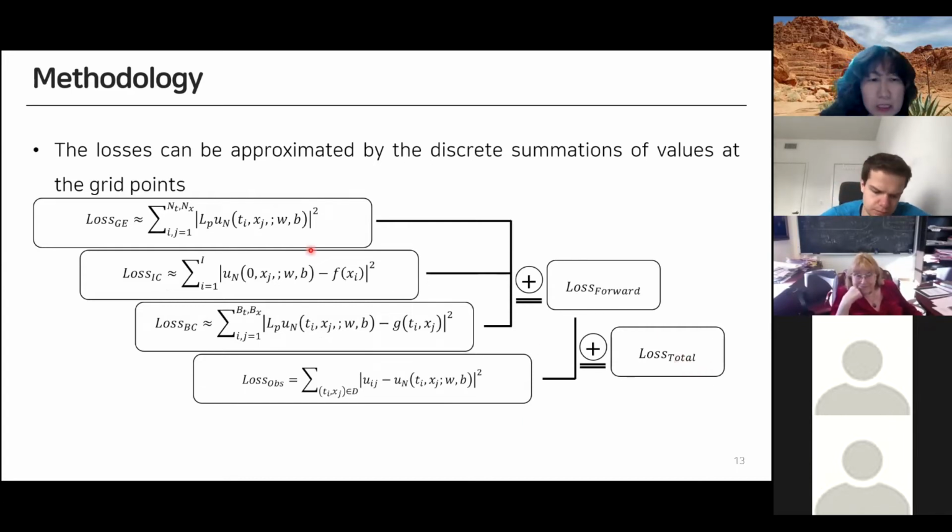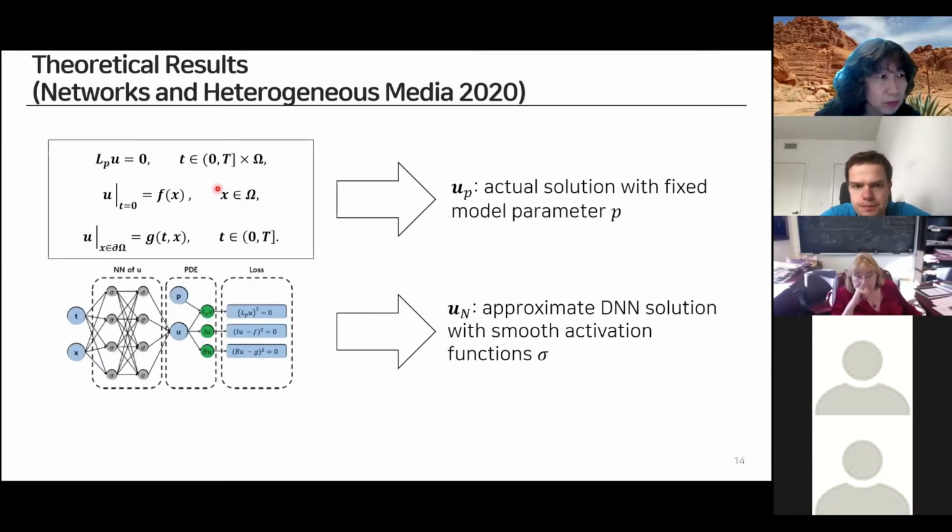These losses are defined as L2 integrals, but in a practical sense, we have to approximate them by the discrete summation of values at grid points. That is the way to compute them. So this is all about the construction of the loss function.